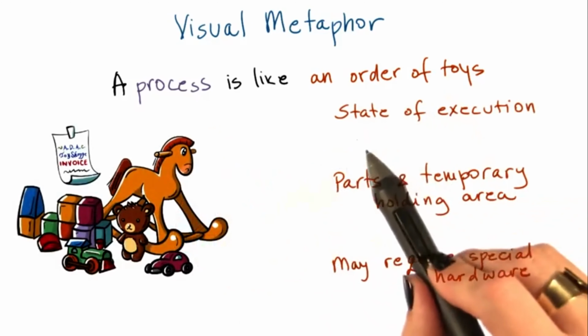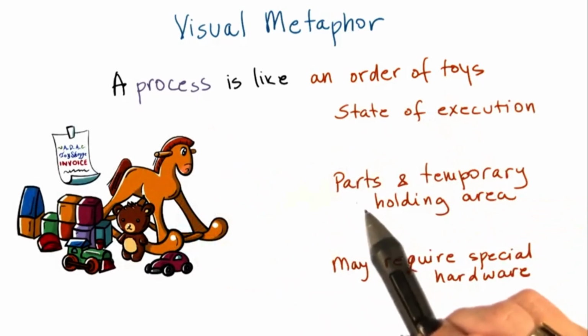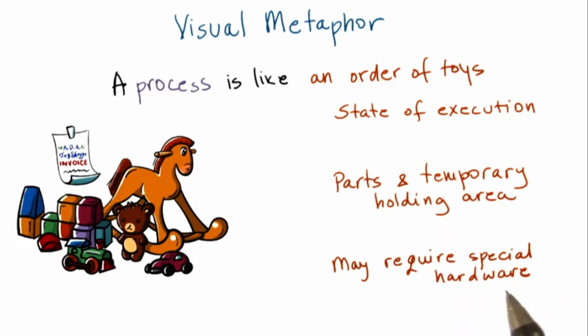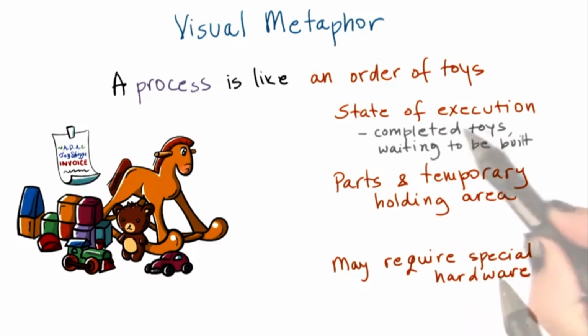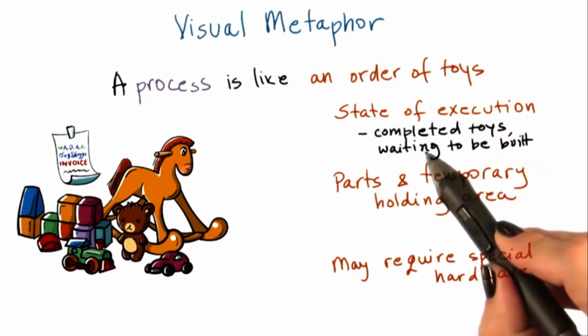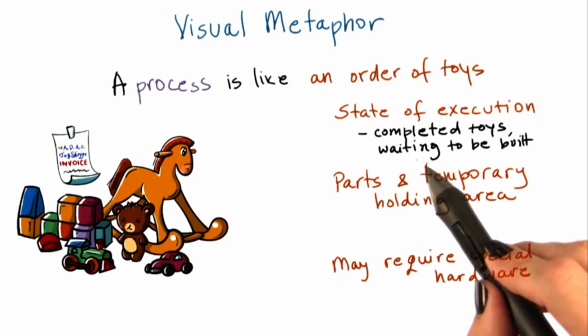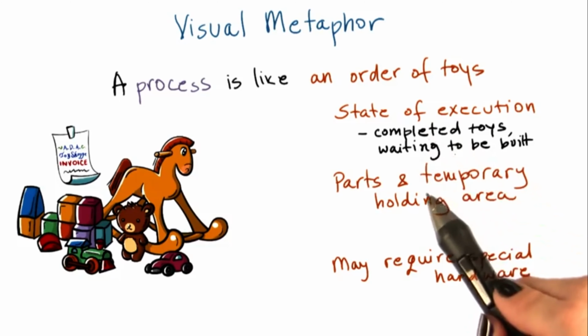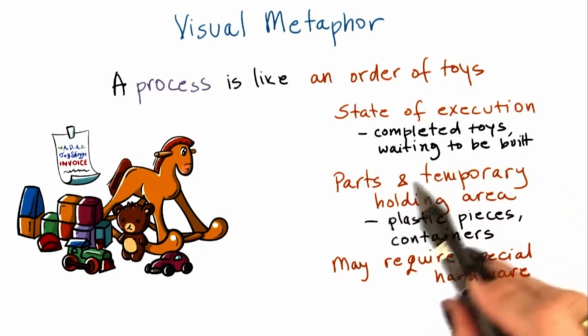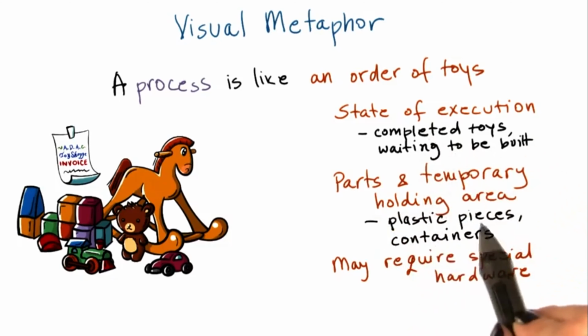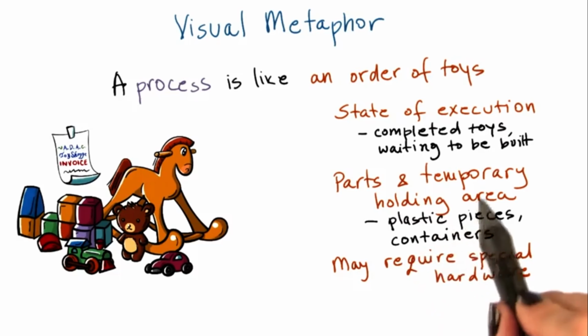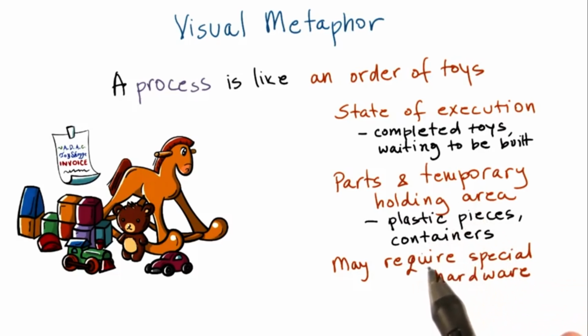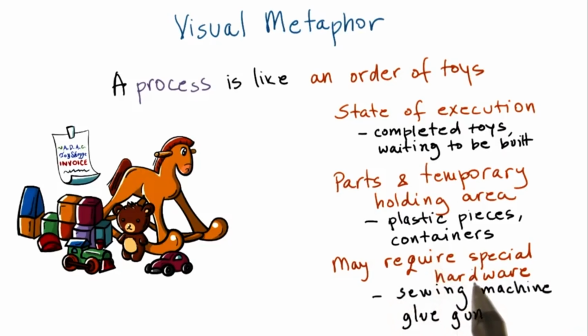An order of toys has its state of execution, requires some parts and a temporary holding area, and may even require some special hardware. For instance, its state of execution may include the completed toys, the toys that are waiting to be built that are part of that order, and other things. Building the toys may require various parts like plastic pieces and wooden pieces, and these come in different containers, or we may require some other temporary holding area for the pieces. And finally, to actually build a toy, we may need some special hardware. We may need sewing machines, glue guns, or other types of tools.